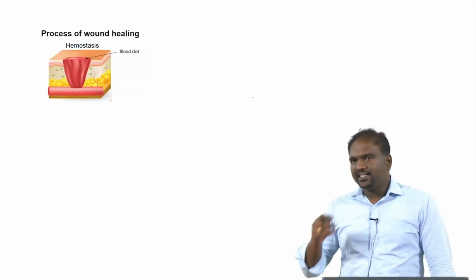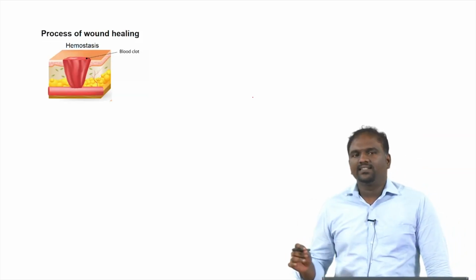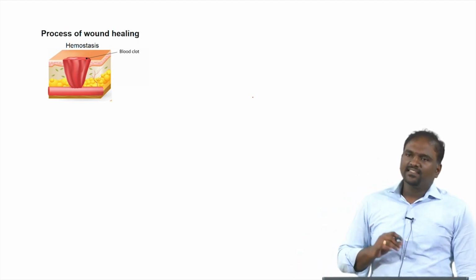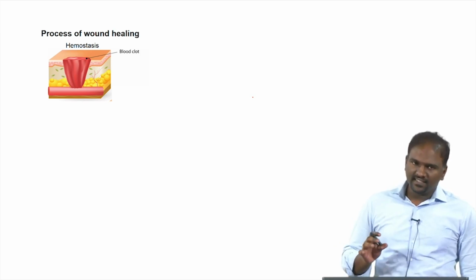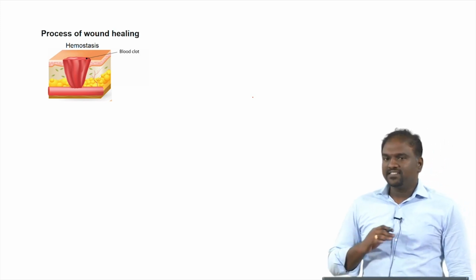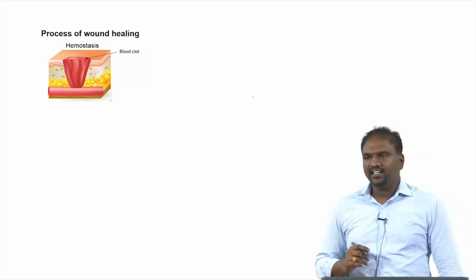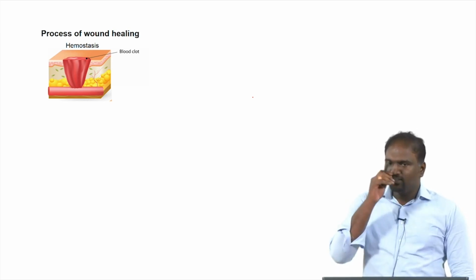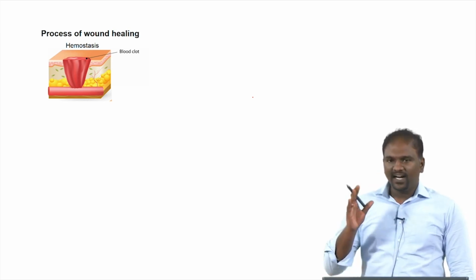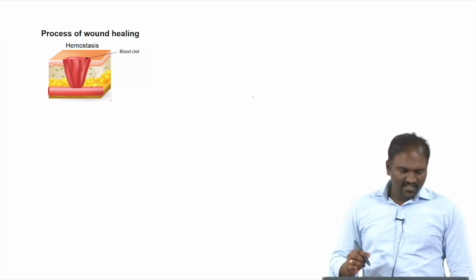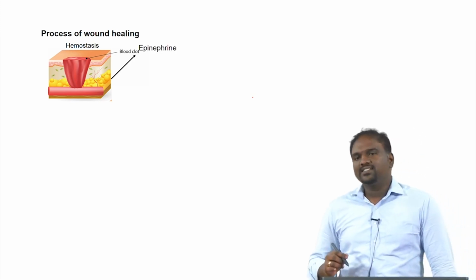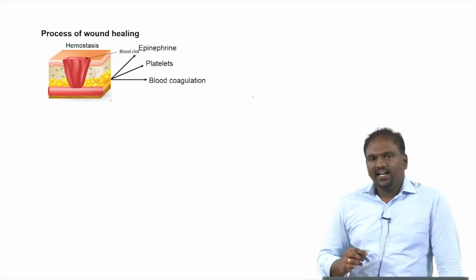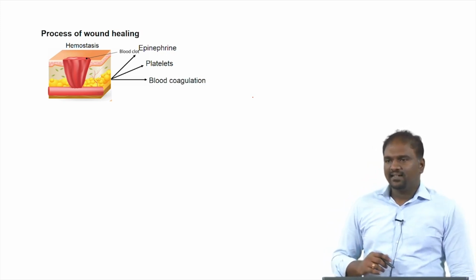When there is a wound in normal skin, the wound gets healed by an innate mechanism, which involves a series of steps. The first step is hemostasis, in which blood coagulation occurs. During coagulation, epinephrine is released at the wound site, and once it is released, platelet coagulation starts. The complete process is called hemostasis.